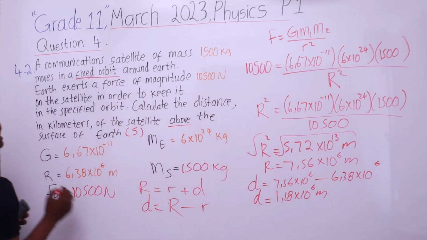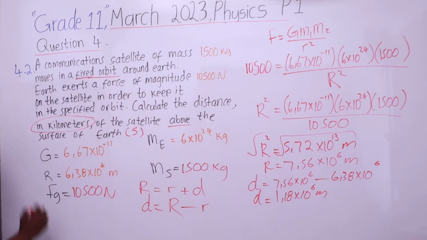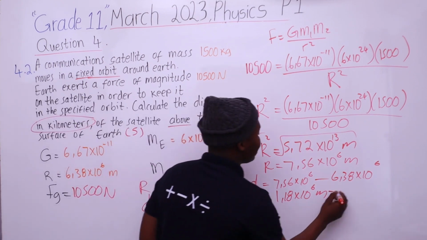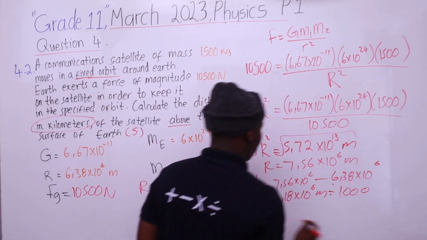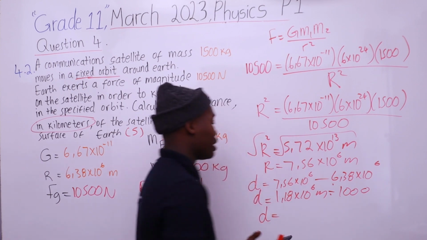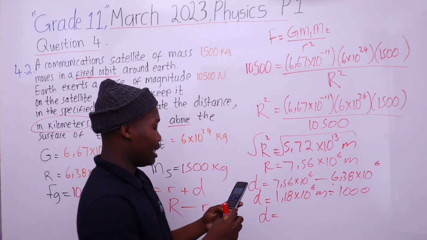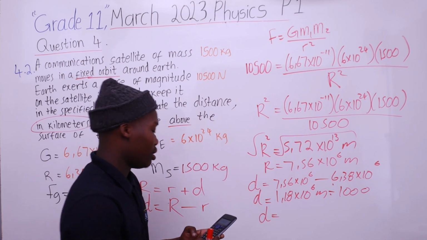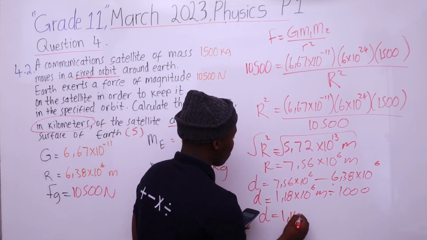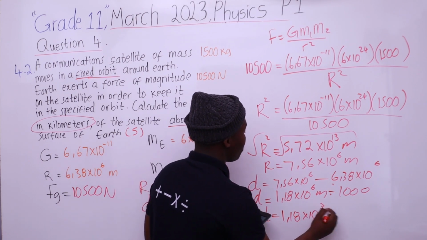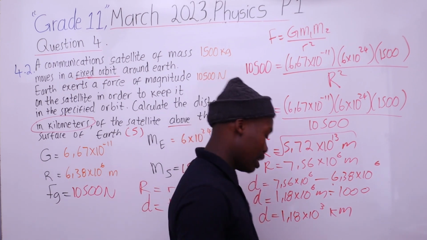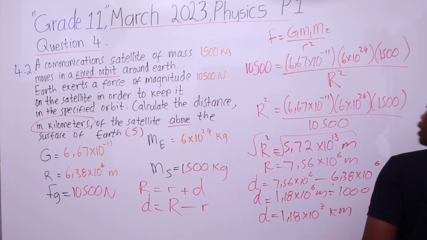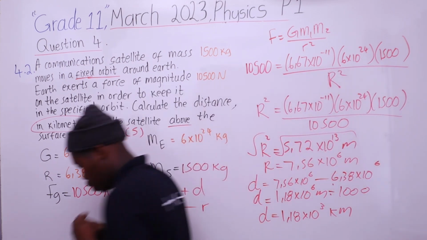But they specified batheni in kilometers. Okusho ukuthi answer yakho kuzomela senzeni si-divide ngo-1000. So now i-distance yethu, our final answer, is equals to 1,18 times 10 to the power 6 divided by 1000. Sithola lapho u1,18 times 10 to the power 3 kilometers. And then 5 marks wakho usuphelele, usuyawuthola unje.